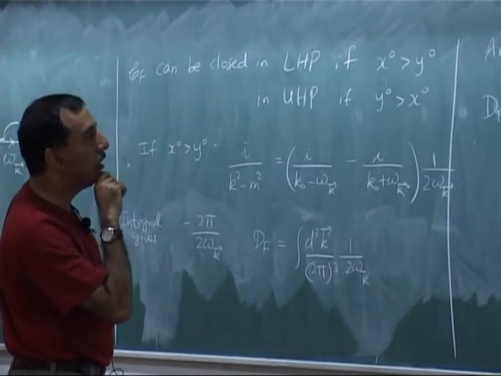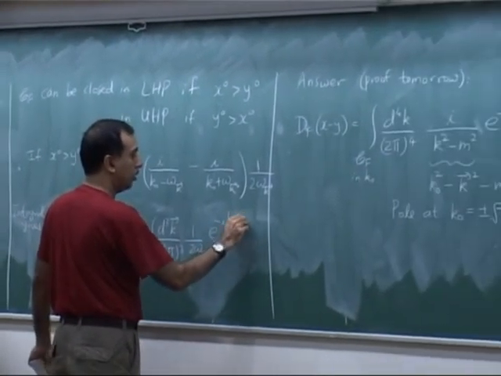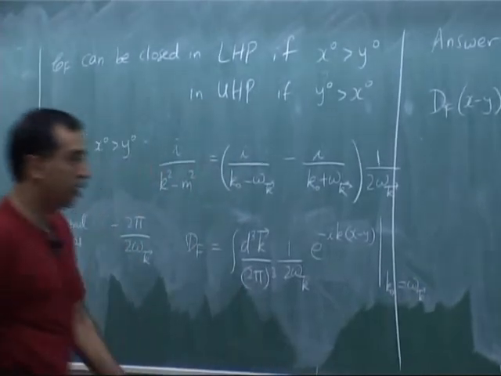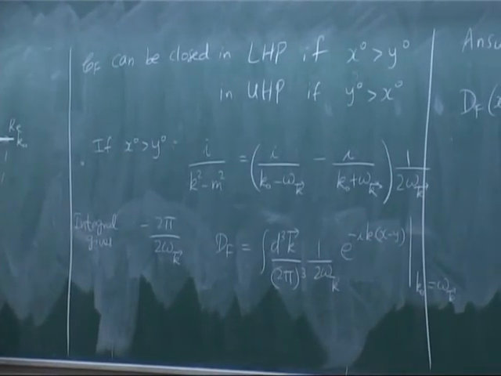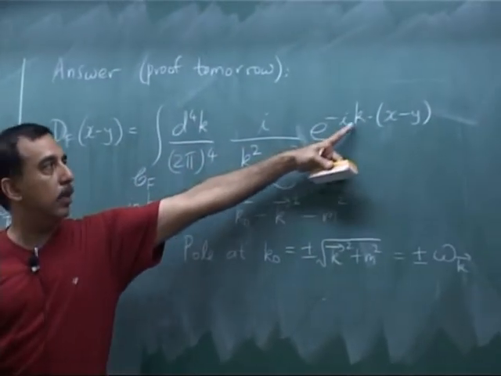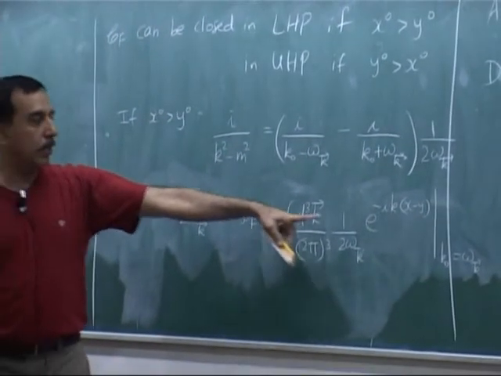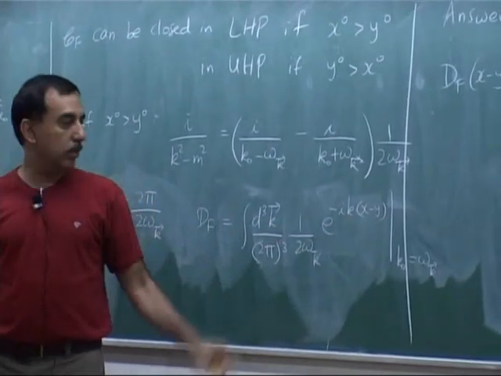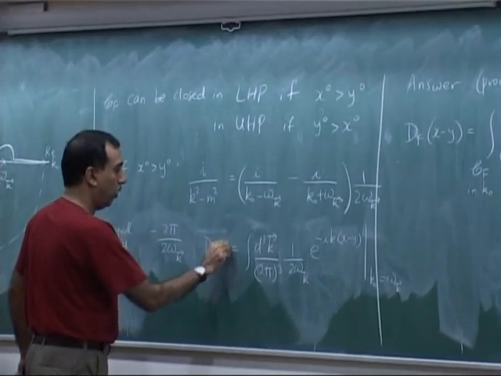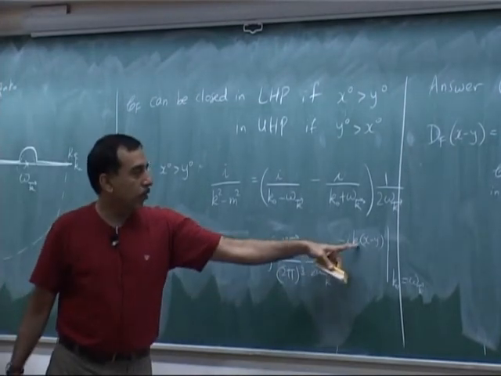Well, so it will still be there, no? Yes. So it's e to the minus i k dot x minus y, where now k naught is omega k. You see the difference in this: there's a four-integral, so k naught is an arbitrary independent variable, but we've done one of the integrations and that integration has set k naught equals omega. So this is the answer. So this is dF when x naught is greater than y naught, and when x naught is less than y naught, you will just get this with an opposite sign up here.